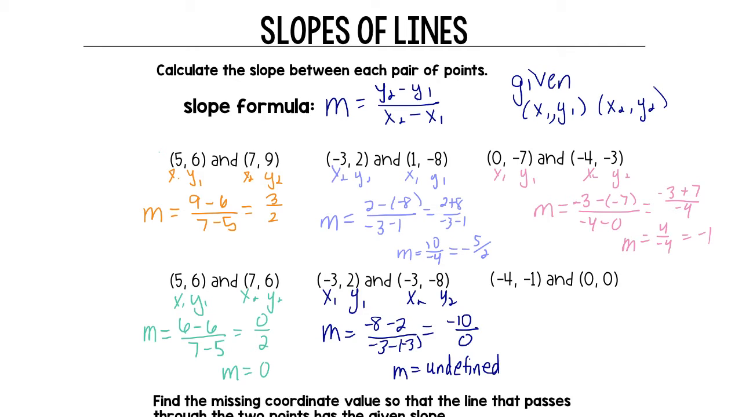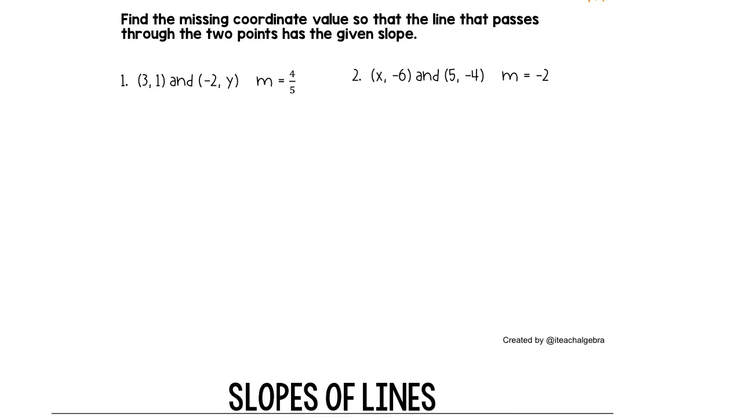I like a good rhyme. If 0 is under the line, it's undefined. Under the line, undefined. Little memory trick there. Last one, we can label our points. And we've got the slope is 0 minus negative 1 over 0 minus negative 4. That's 0 plus 1 over 0 plus 4. So the slope is 1/4. We have definitely done these before.